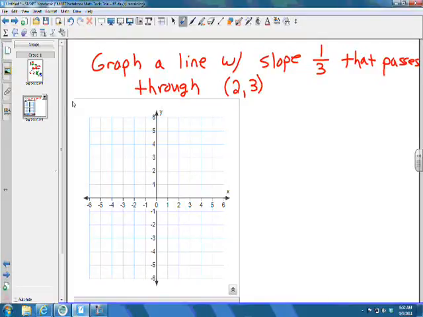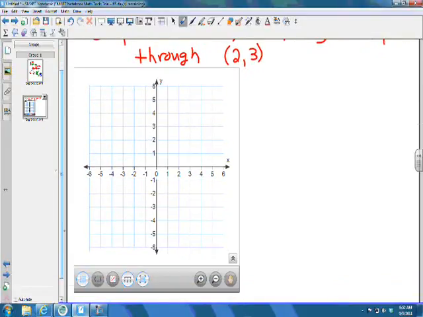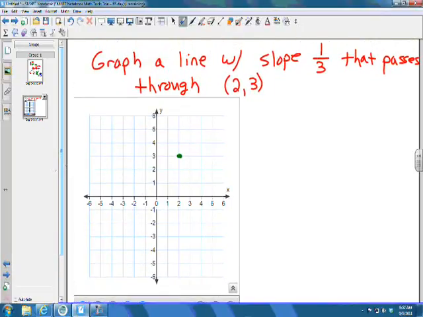So how do we graph 2, 3? From the middle, where would we go? Be more specific. Over 2, which way? To the right 2 and up 3. So we plotted the point 2, 3. Now from that point, you're going to count your slope. Remember, the top is rise, the bottom is run. Rise meaning up or down, run meaning left or right.